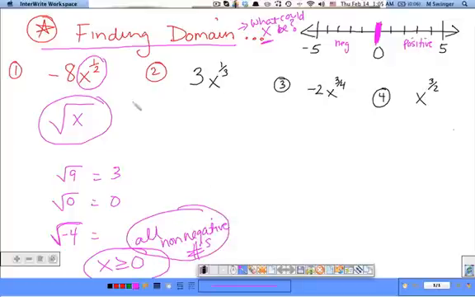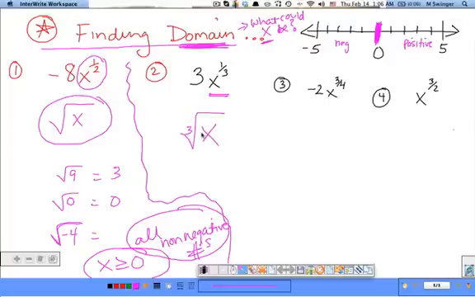Alright, next one, number 2. So here's the question to ask yourself. If I say find the domain, you should think, okay, what could x be? Well, better yet, I like to ask myself, what couldn't x be? So look at this right here. Disregard the 3 out front, doesn't matter. X to the 1/3, what does that mean to you? That means the third root of x. So I ask myself a question again. Could x be positive? Yes. The cube root of 8. That's 2. Good. Could x be 0? Cube root of 0. Yes, that's 0. Good.